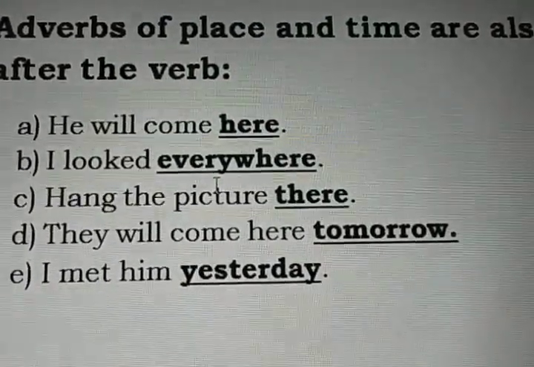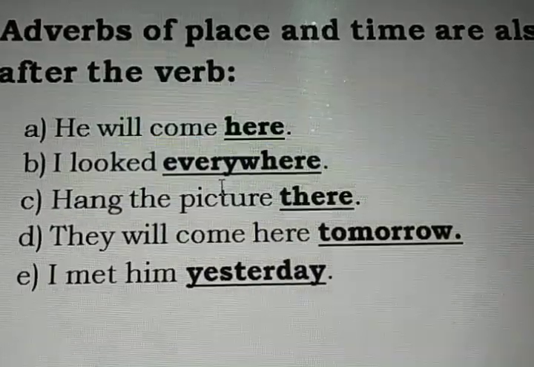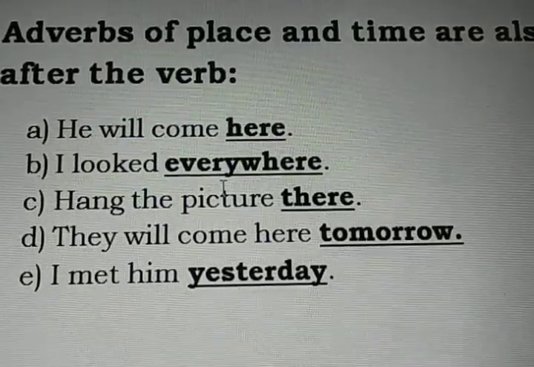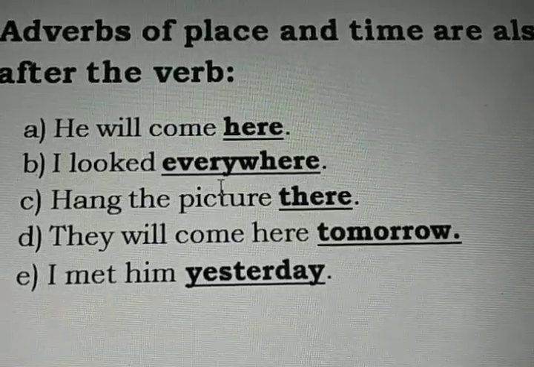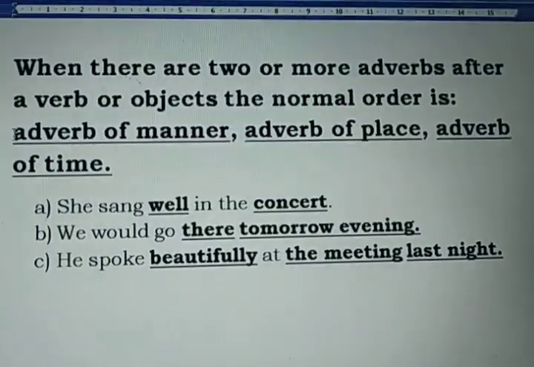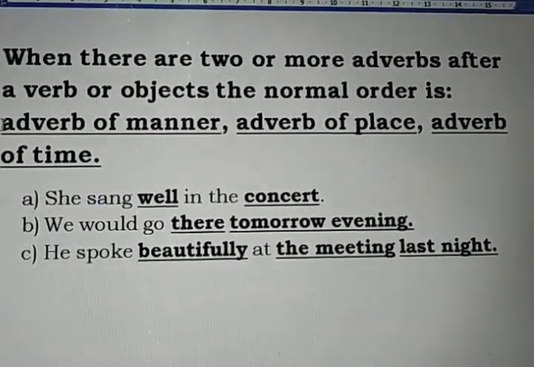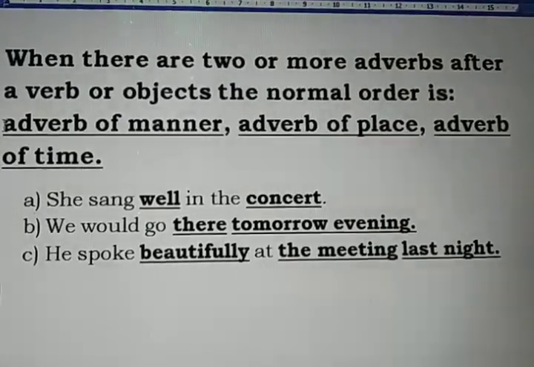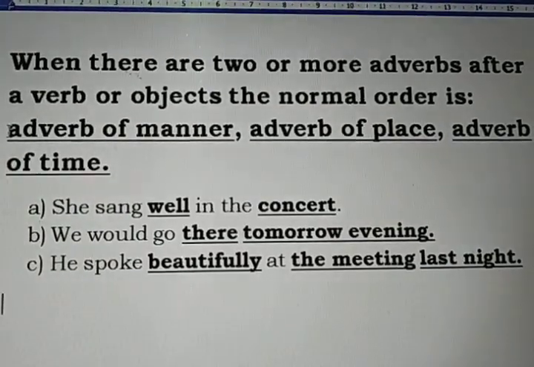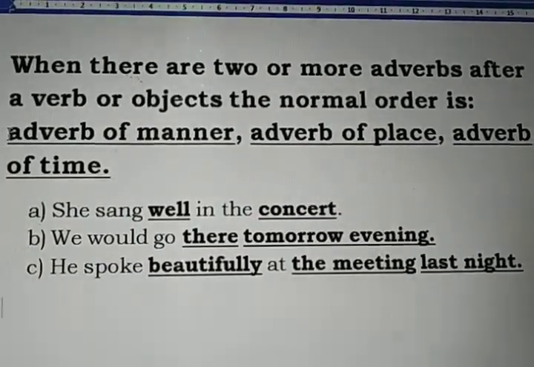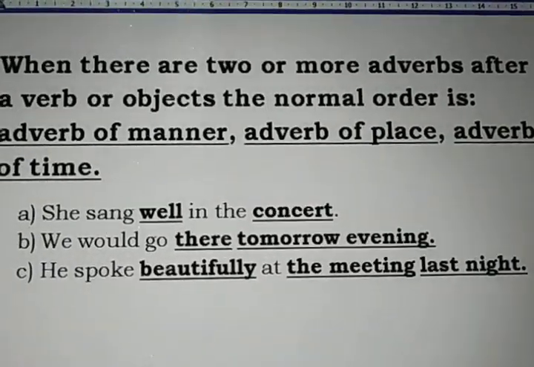So generally it is a common rule that we keep an adverb after the verb, or after the object if an object is given in the sentence. The next rule is very important. When there are two or more adverbs after a verb or object, the normal order is followed. Many times a sentence has more than two or three adverbs, so in which sequence should they be placed? This is how we follow the normal order.